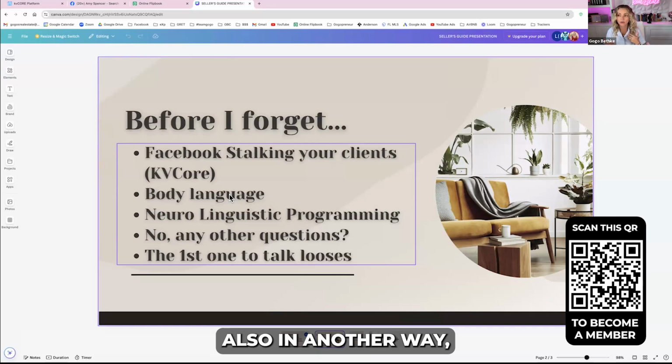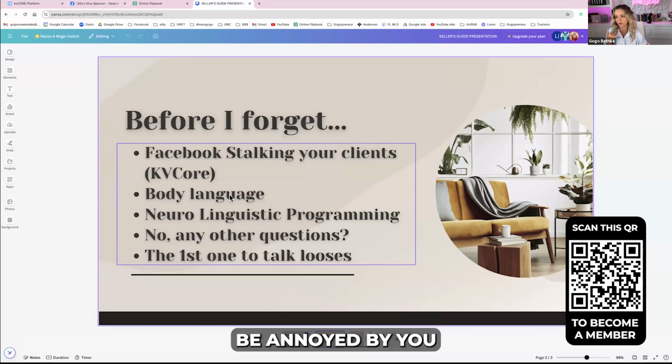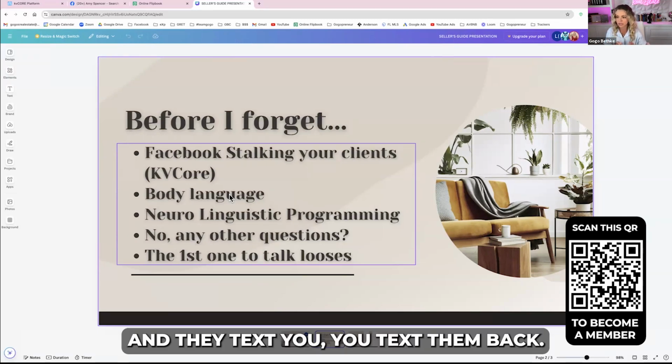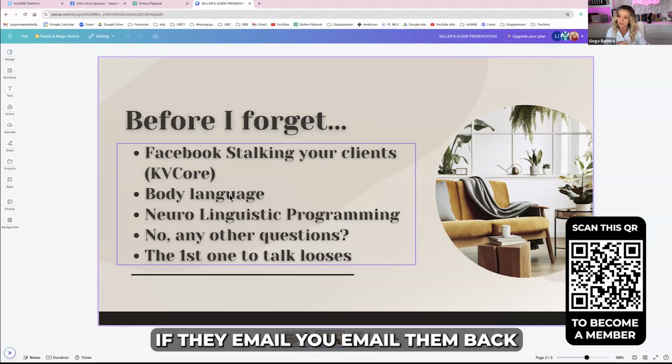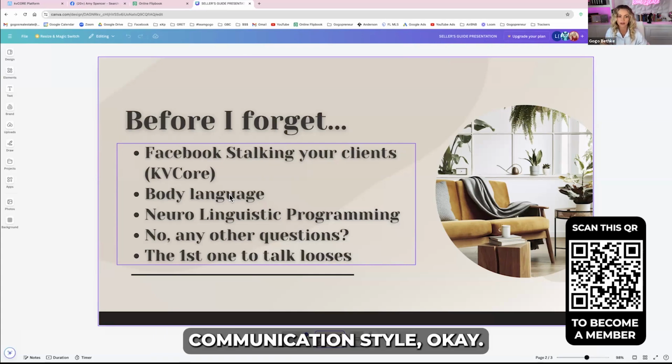Also, in another way, their communication style is super important. If someone is a texter, don't call them every 5 minutes because they're going to be annoyed by you. If they text you, you text them back. If they call you, you call them back. If they email you, email them back. Because that's their communication style. Okay.